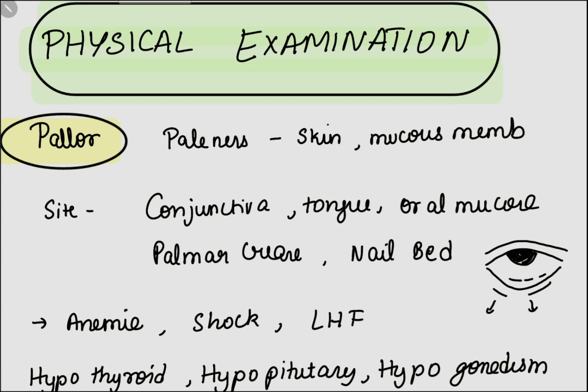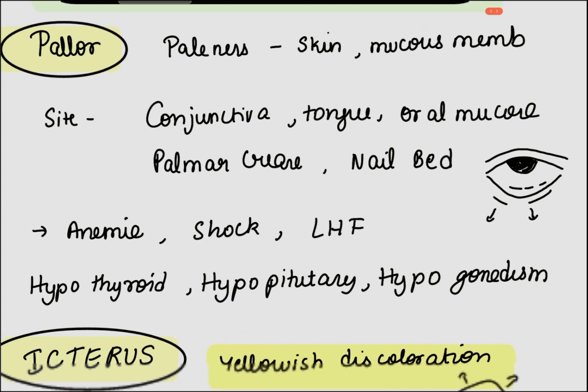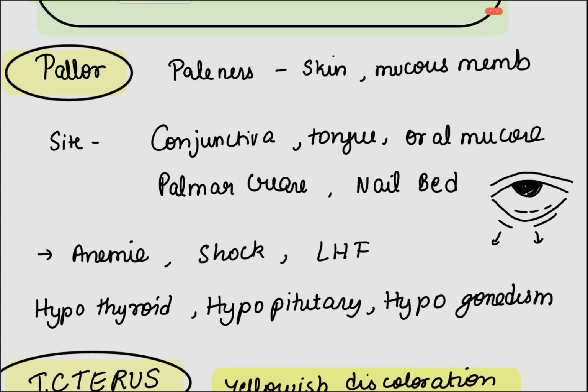Next, physical examination. In general physical examination, we look at pallor, icterus, cyanosis, clubbing, lymphadenopathy, generalized edema. So when you look at it, we'll have to know at least 2 to 3 causes for each of these and how to examine. So pallor is paleness of skin and mucous membrane. Sites: conjunctiva, tongue, oral mucosa, palmar crease, nail bed. In which conditions do we see pallor? Anemia, shock, left heart failure, hypothyroidism, hypopituitarism, hypogonadism.